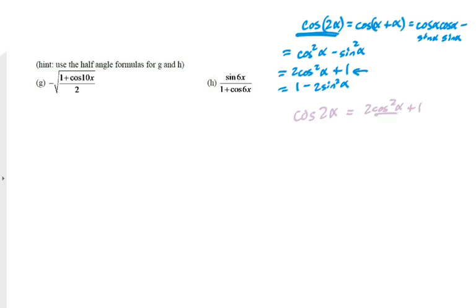And what I'm going to do is get this cosine alpha alone. To do that, I'm going to have to add 1, then divide by 2. So on the left side, we would have cosine 2 alpha plus 1, divided by 2, and this would equal cosine squared alpha. To get rid of that squared, we would square root both sides, and this would be plus or minus. So we have cosine alpha equals that.